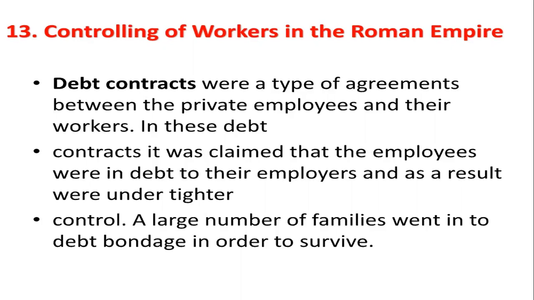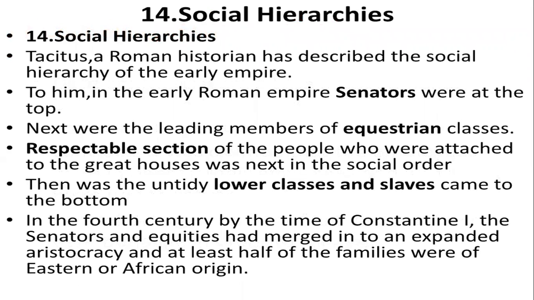The next topic is social hierarchies. Let's try and get a sense of the social structures of the empire. Tacitus described the leading social groups of the early empire as senators, who were the leading members of the equestrian class, the respectable section of the people, those attached to the great houses, and then the unkempt lower class, who were addicted to the circus and theatrical displays. And finally came the slaves.